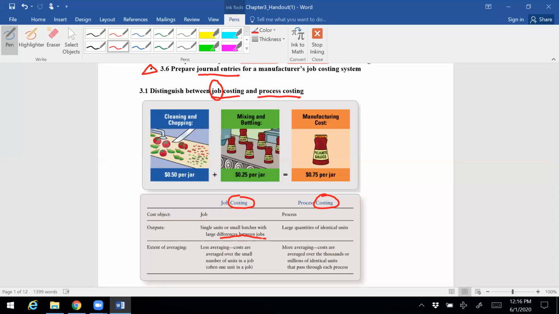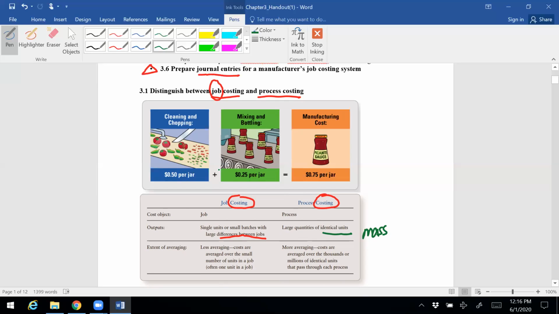The second costing, we call it process costing. When do we use it? We use it when we have mass production, and all the units are identical, in large quantities. You produce the same things. This unit is very similar to the other unit, and you produce a lot of units.